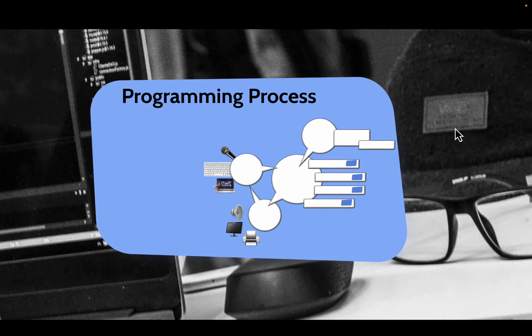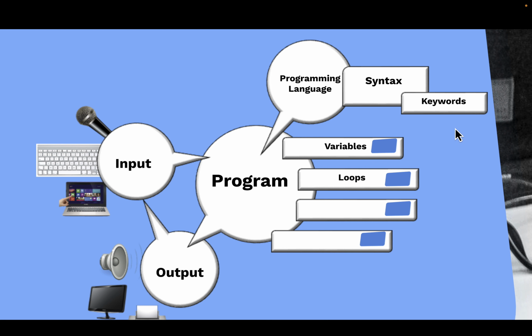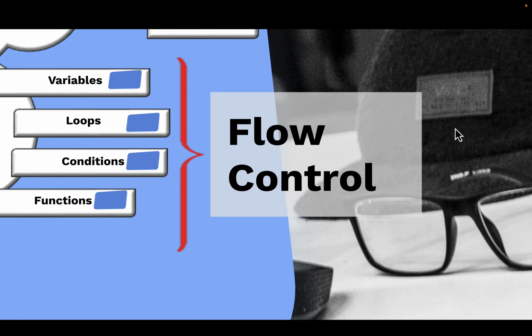So the programming process works like this. We have our input, we have our program, and then we have our output. Now with all that, we have our specific programming language. As you know, we have specific syntax with some specific keywords. Now inside the program, again, we have variables, loops, conditions, and functions. All this basically helps out with what we call flow control.